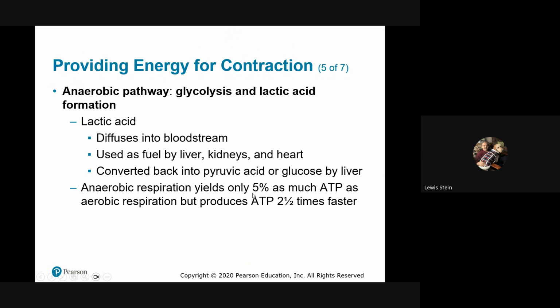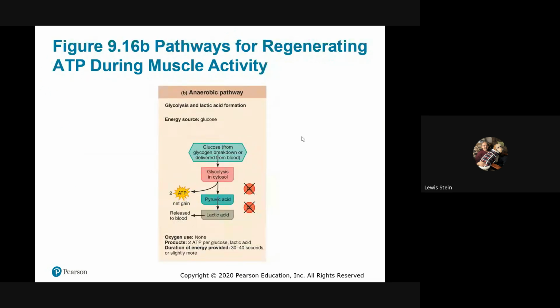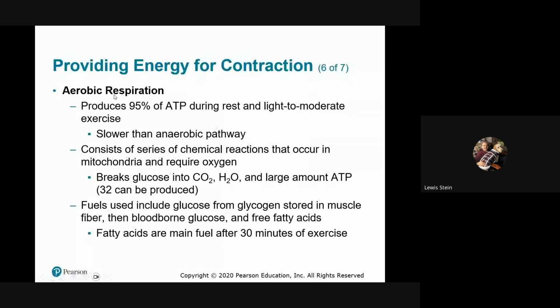Anaerobic respiration yields only 5% as much ATP as aerobic respiration, though it produces ATP 2.5 times faster. So it's quicker, but much less efficient. So there's a certain balance, but there's a limitation. So 30 to 40 seconds, at this point 45 seconds to maybe less than a minute that we have energy capability. So we have to flip over to aerobic.